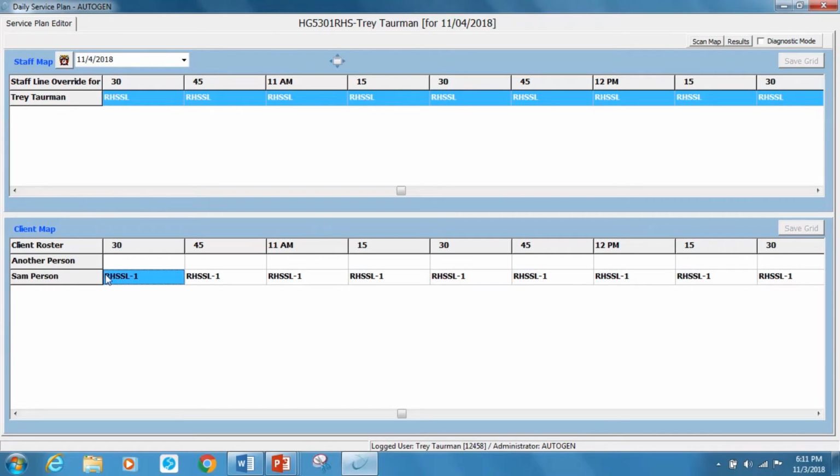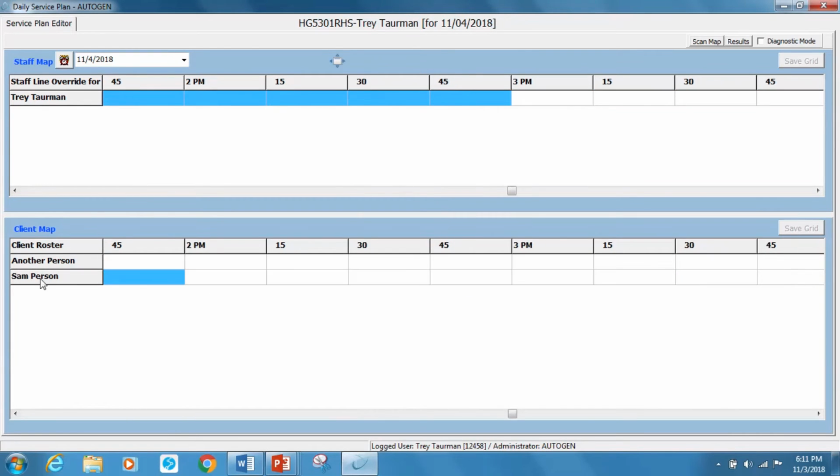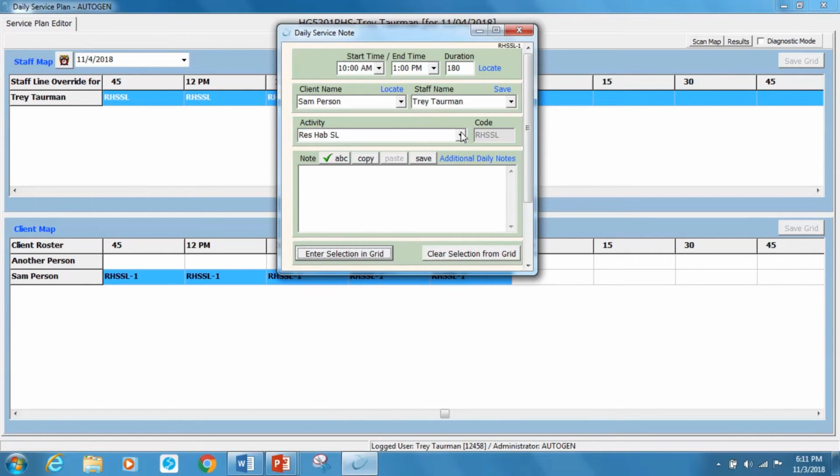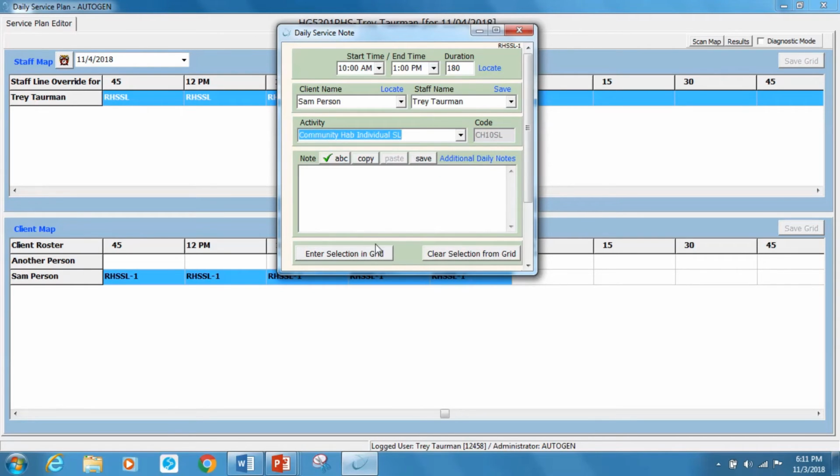So, again, going back to the example, I think I said from 9 to 10, we were in the house, but from 10 o'clock on, it was just me and Sam, which again is community hab individual.